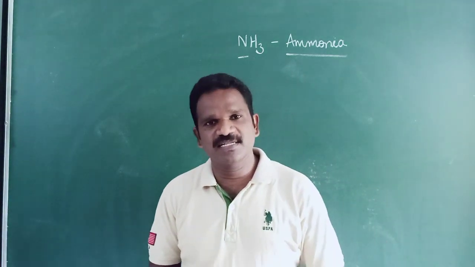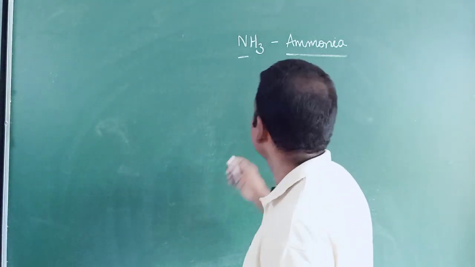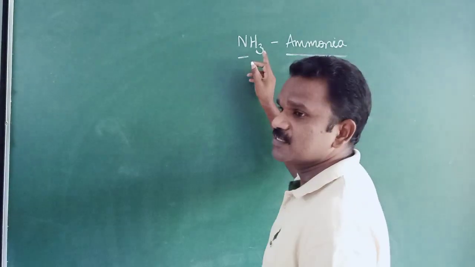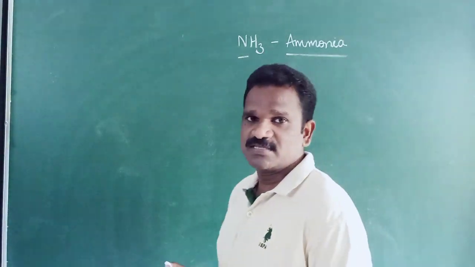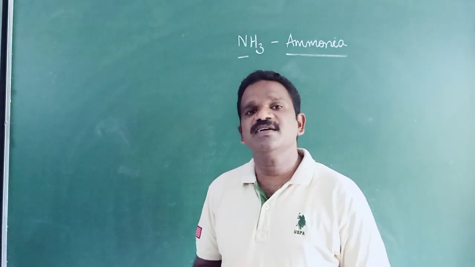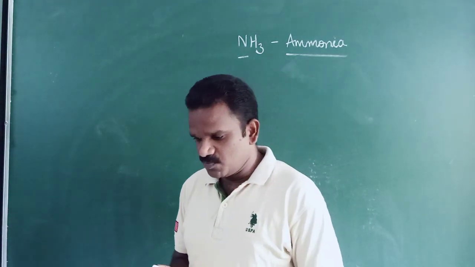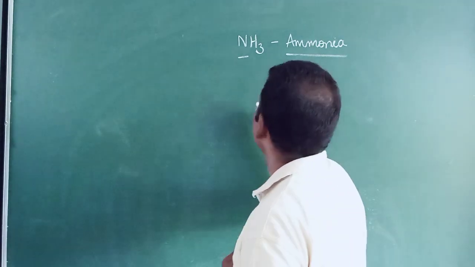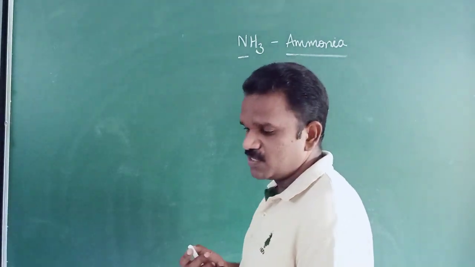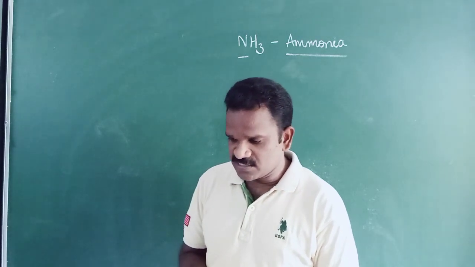What does ammonia consist of? Ammonia consists of a nitrogen element and 3 hydrogen elements. Nitrogen plus 3 hydrogen elements give rise to the ammonia compound. The chemical formula of ammonia is NH3.